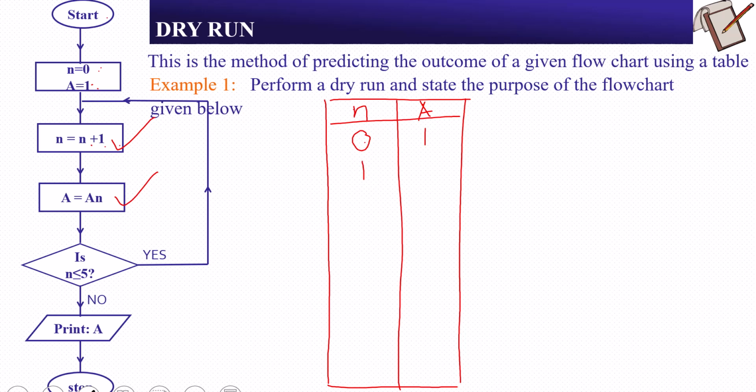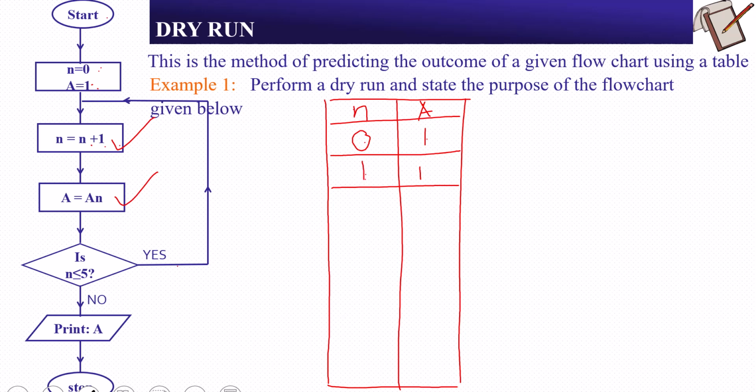Then we follow the arrow. It says a becomes a times n. So our a is 1 and our n at this point is 1. So 1 times 1 gives us 1. And then we follow the arrow. The arrow continues to the decision box. Is n less or equal to 5? I think our n is less than 5.